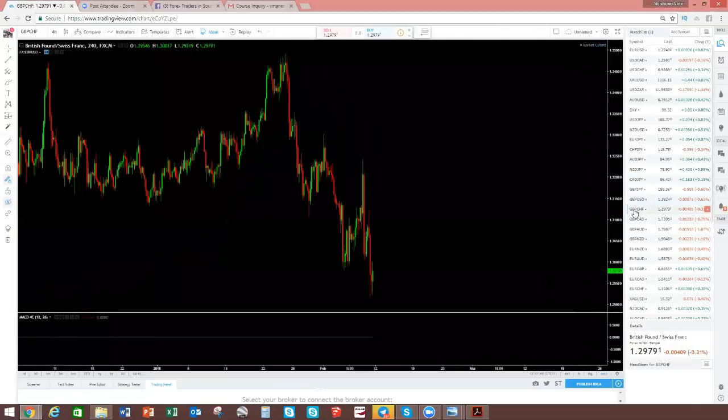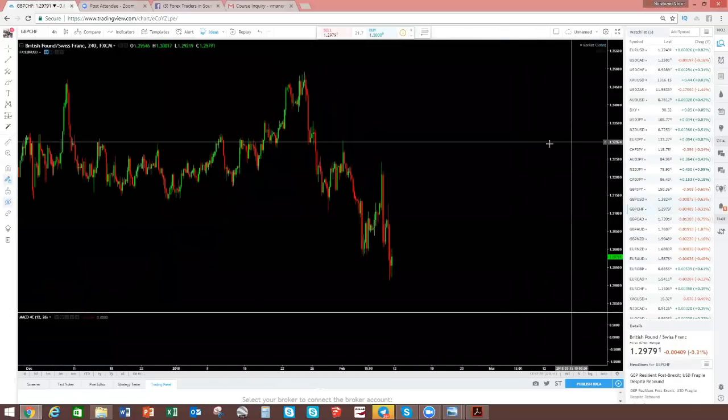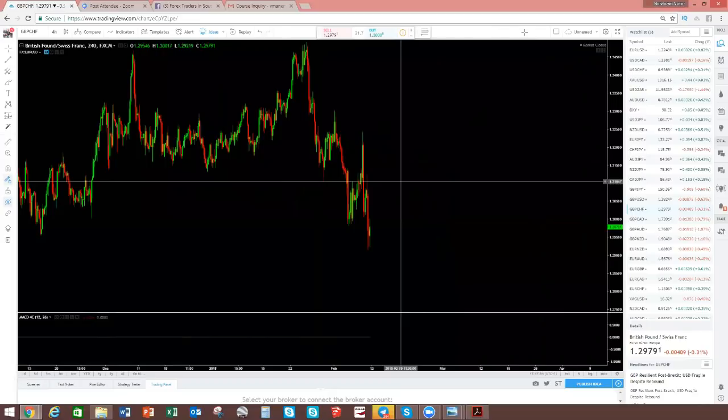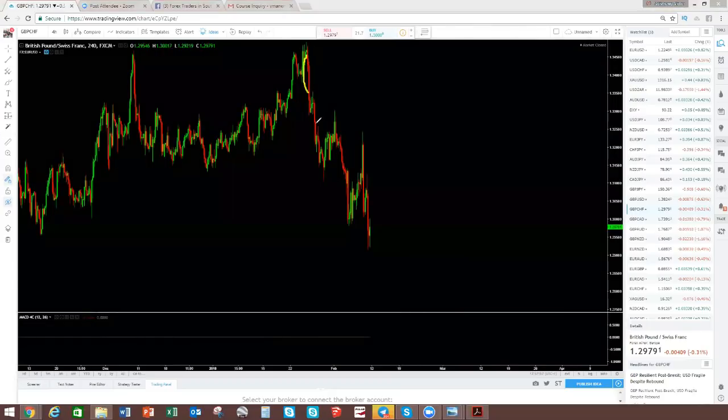Pound Swiss, all the same. You got a 3-wave move and a correction. The only difference between this one and pound US dollar is that its correction was a zigzag and sharp. You have here 1, 2, 3. That's 1, that's 2, that's 3. But its correction was sharp here, 1, 2, 3. So we got this 200 pip correction.